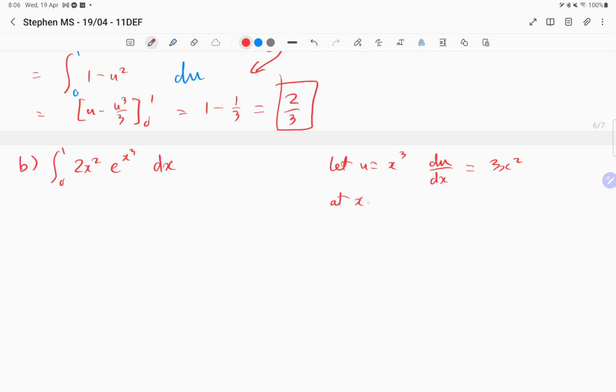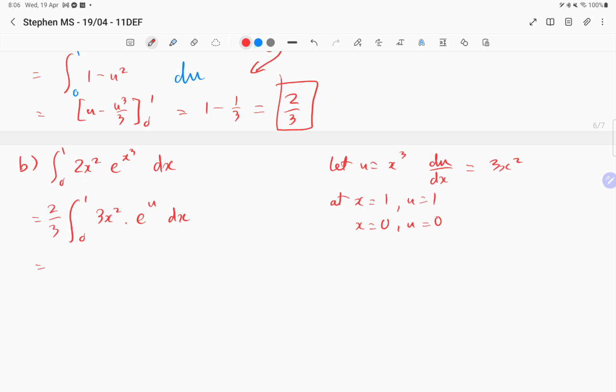At x equals 1, u equals 1. At x equals to 0, u equals to 0. So the 2 limits map exactly the same. So next, now we want 3x squared. This is 2x squared, so you need to take out 2 over 3, and then you will get 3x squared. If you want to be sure, you can do the 3x squared here, and then times by e power u dx. If you want to be sure, just write the step.